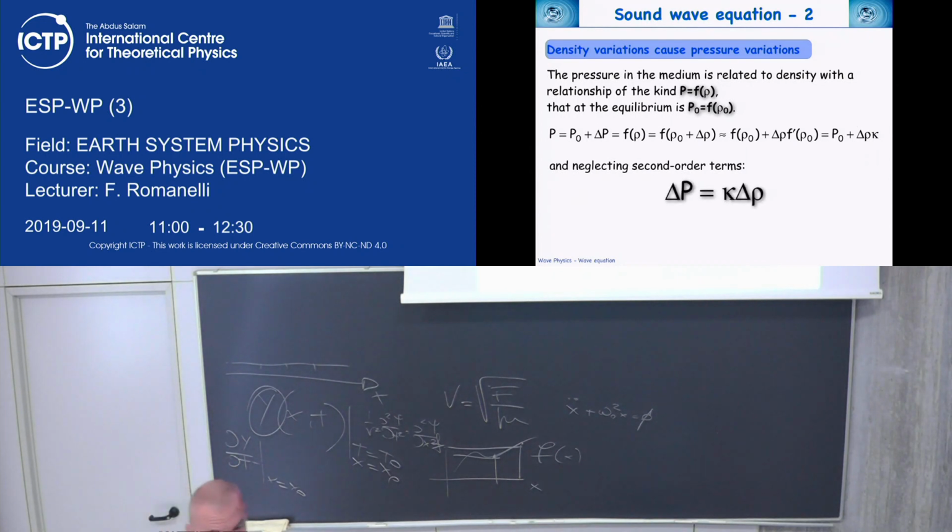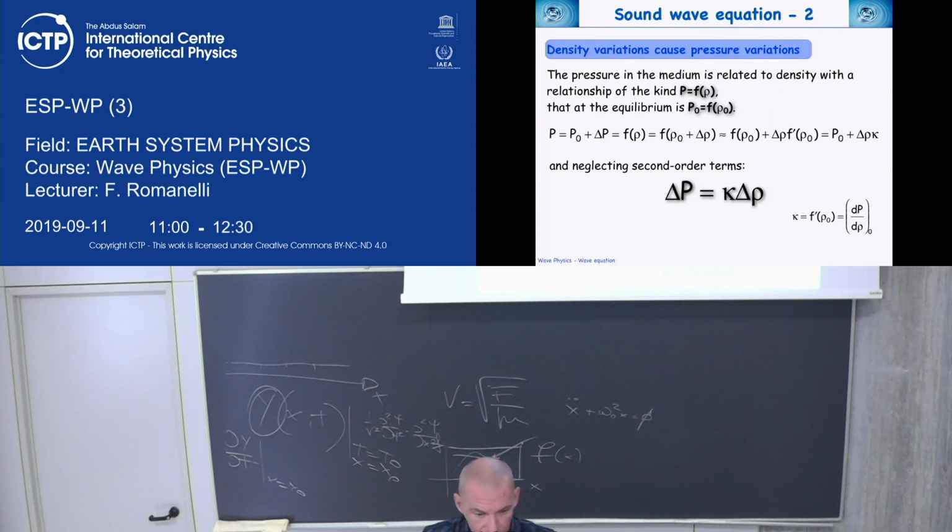If delta rho is positive, delta P will be positive, and vice versa. What is relating these changes? Well, this strange K is nothing else than the derivative of the function connecting pressure with density at the equilibrium. Now we don't care about that. We just call it K. It will be a key quantity. Good. That's by definition.